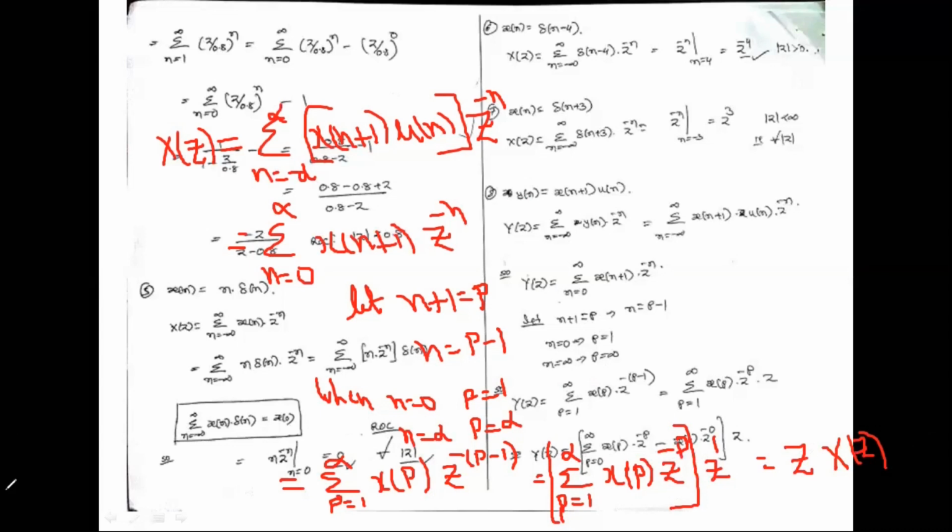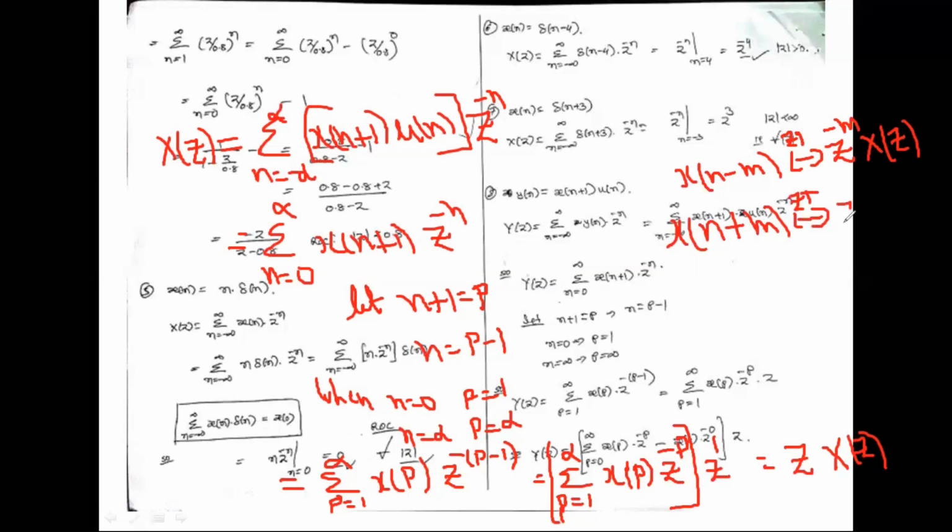Z into x of z. Got it, my dear students? One of the properties, the shifting property, says that for x of n minus m, the z transformation for positive values of m is a negative power of z multiplied with x of z, the unshifted z transformation. Now for x of n plus m, with negative values of m, the transformation is z power m, positive z power, times x of z.